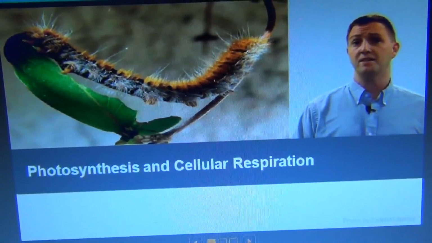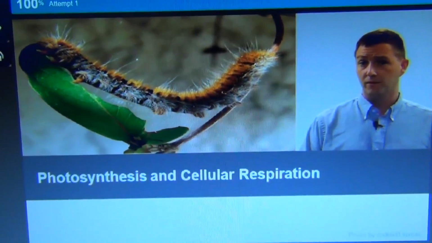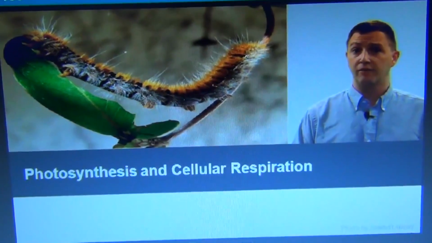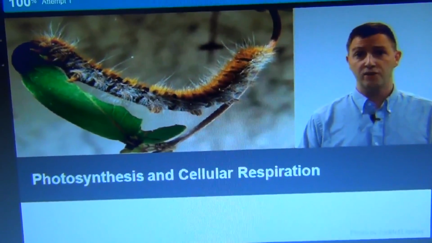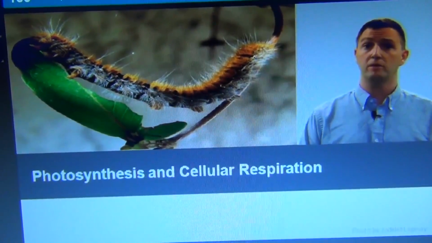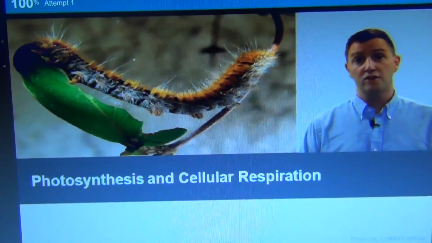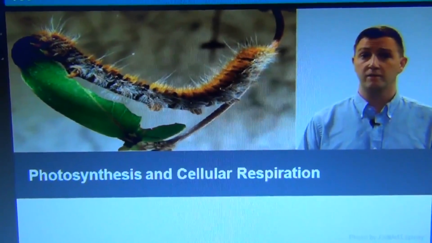Let's begin by considering this picture in front of you. We have one producer and one consumer. Do you know which is which? Our producer is the leaf that belongs to a plant which captures energy from the sun and transforms it into a usable form that the plant can survive and live off of. The consumer is the caterpillar, who gets its energy by consuming the leaf.